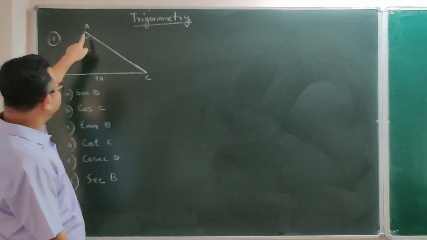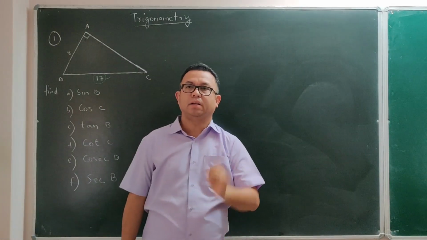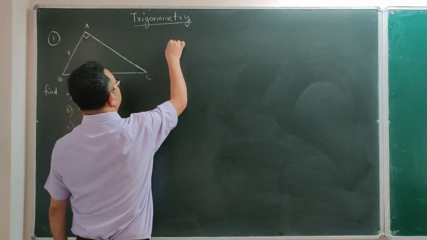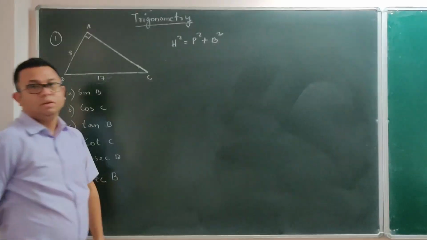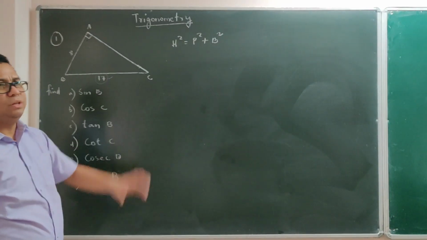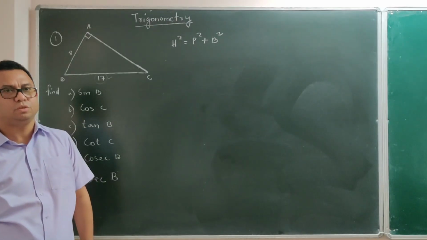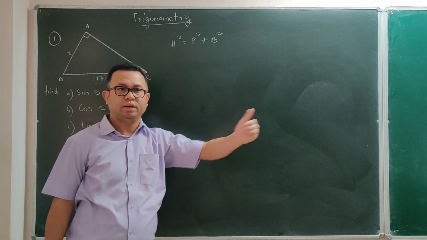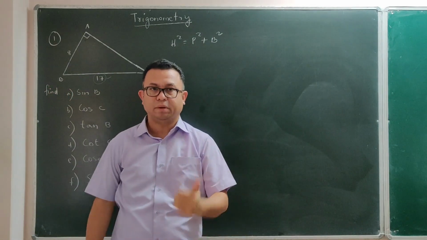Now to find this missing side AC, I need to use Pythagoras Theorem. If I am using the Pythagoras Theorem, it is hypotenuse square is equal to perpendicular square plus base square. Since we will be using Pythagoras Theorem in almost every question, that's why hypotenuse square is equal to perpendicular square plus base square. In the previous class also I discussed it, and in lower classes, in class 8 and class 7, we have discussed what Pythagoras Theorem is.